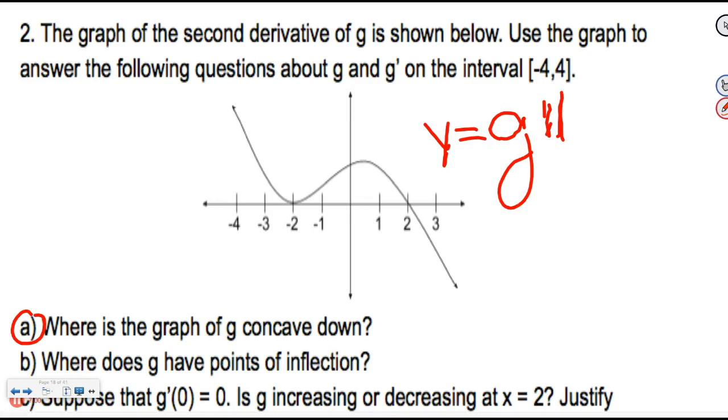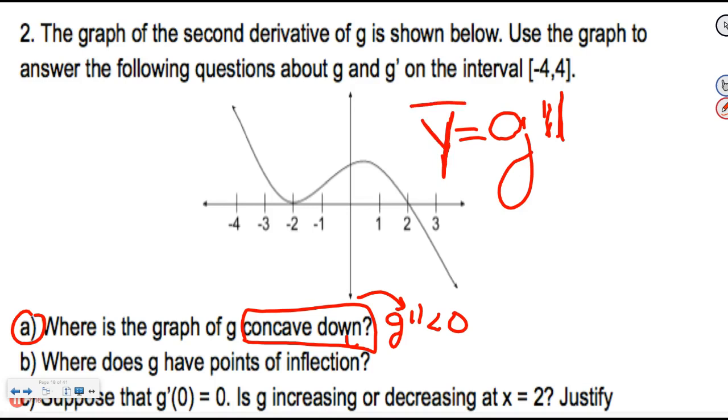Where's the graph concave down? We know that we need g double prime to be less than 0. You would have made a study guide for the last chapter where you said concave down is about the second derivative being negative. But this is the graph of the second derivative, so I really need y to be negative. I look below the x-axis, so that would be from 2 to infinity.